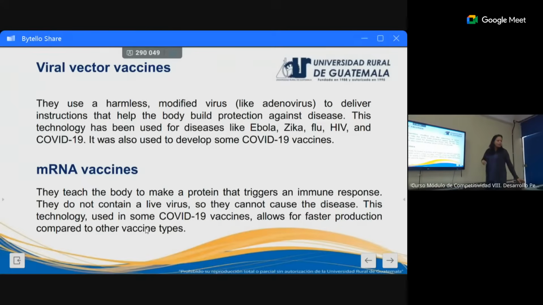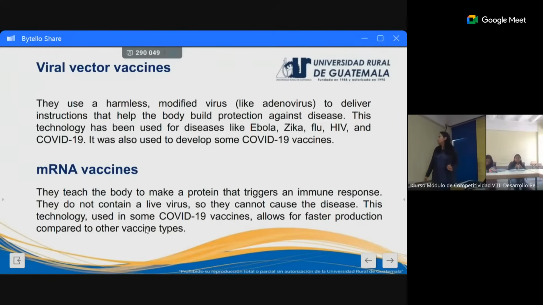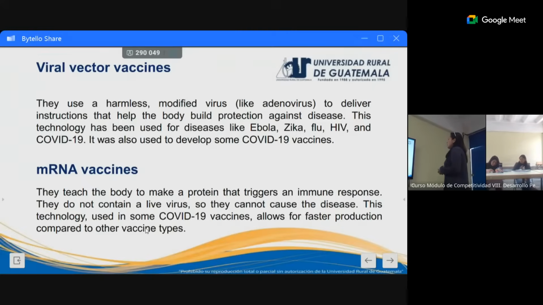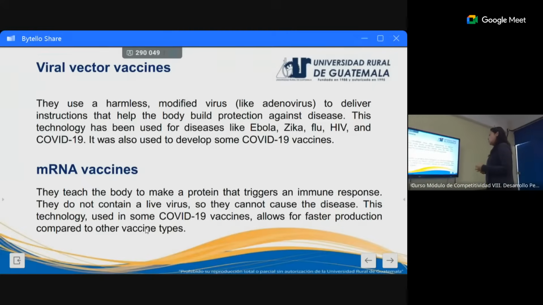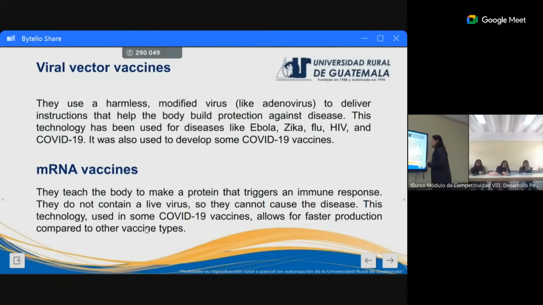And it says that they teach the body to make a protein that triggers an immune response. They do not contain a live virus, so they cannot cause the disease. This technology, used in some COVID-19 vaccines, allows for faster production compared to other vaccine types.